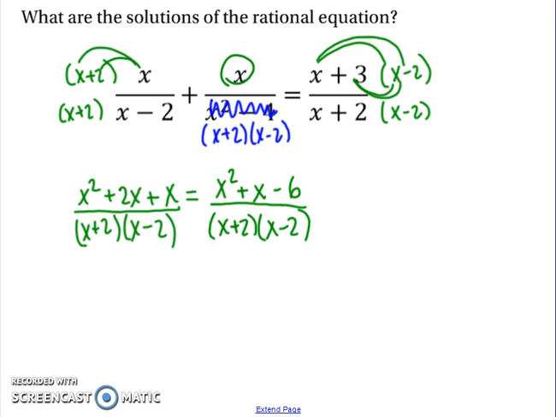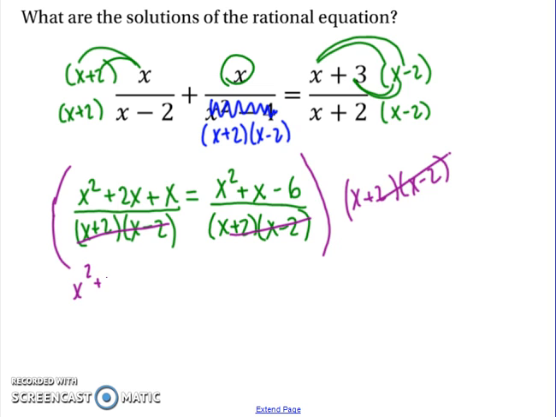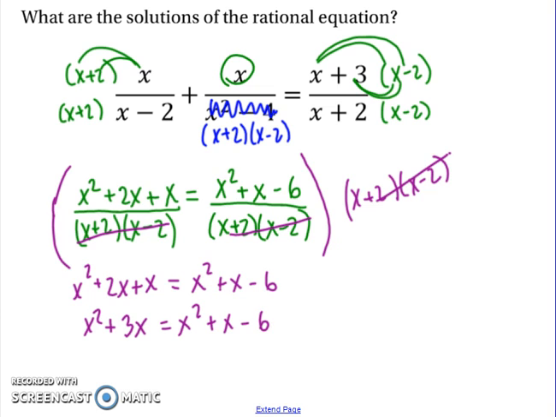Because the denominators are the same, we can multiply both sides by x plus 2, x minus 2. And that's going to cancel everything out in the bottom. And we're left with just x squared plus 2x plus x equals x squared plus x minus 6. So we can combine like terms on the left-hand side and get x squared plus 3x. And then we're going to solve this. If we subtract the x squared, they're going to cancel out. So there are no x squared terms. So now we have 3x equals x minus 6.